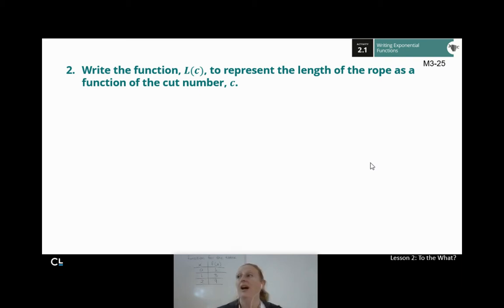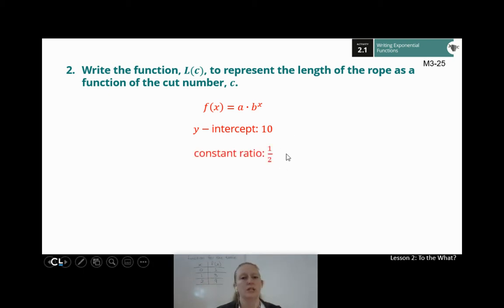So f of x equals a times b to the x power, right? That's our thing. And we said this is our y-intercept, and this is my common ratio. Well, my y-intercept is how much rope we had at 0 cuts, which was 10 feet of rope. So my y-intercept is 10. B is our common ratio. And we said the pattern was we were cutting in half, right? Cut in half, cut in half, cut in half, cut in half. So that sounds to me then that my constant ratio is 1/2.